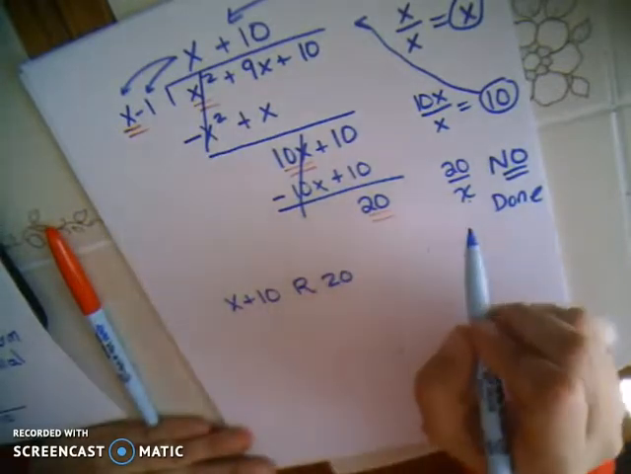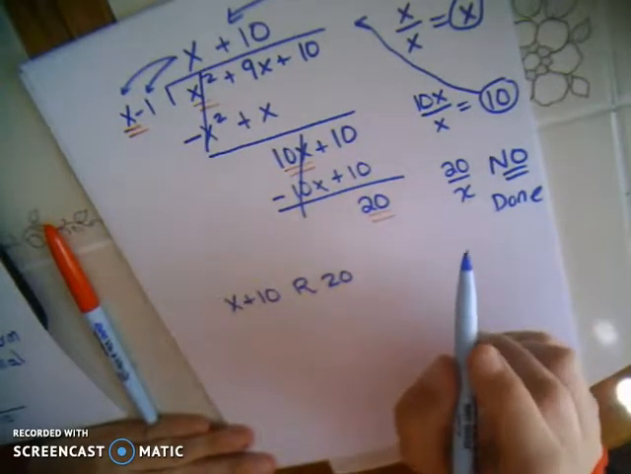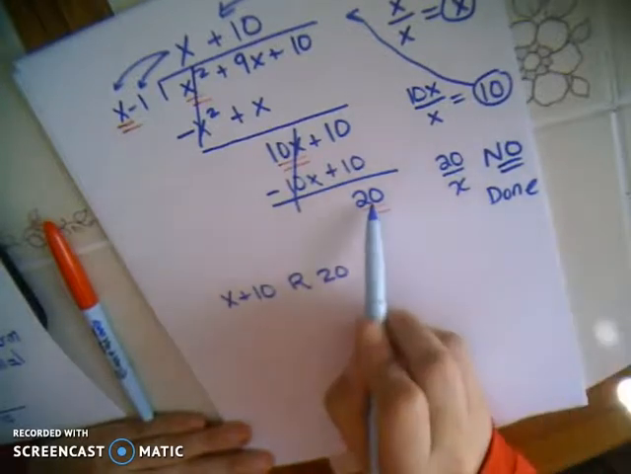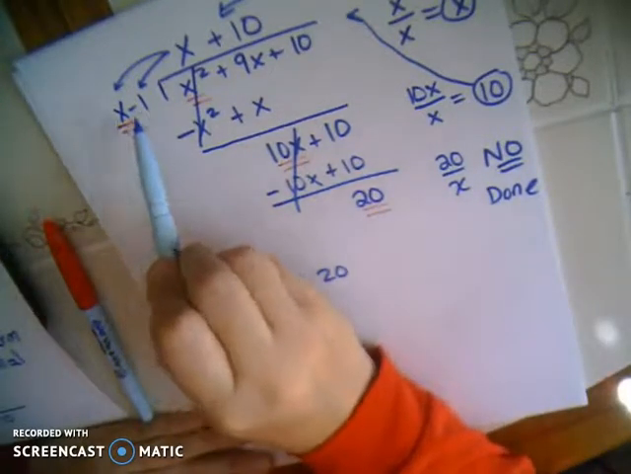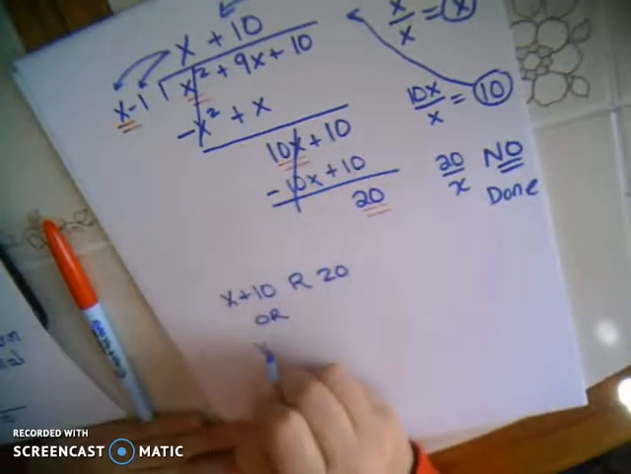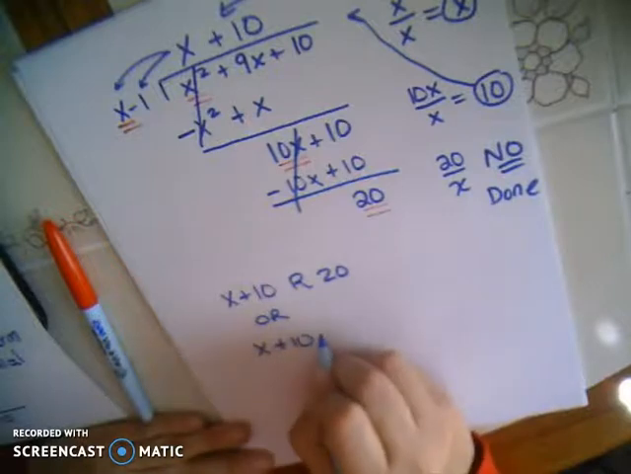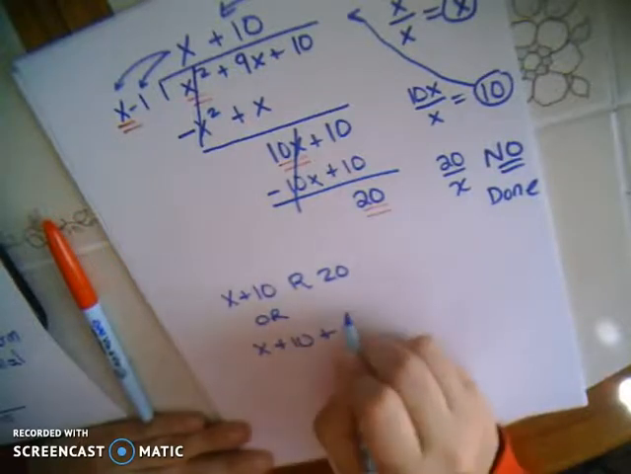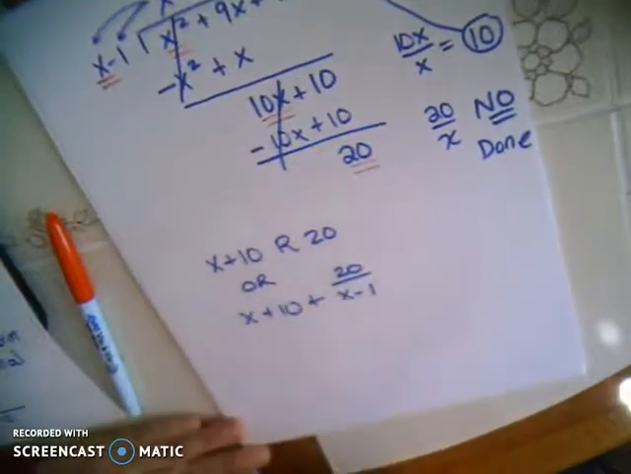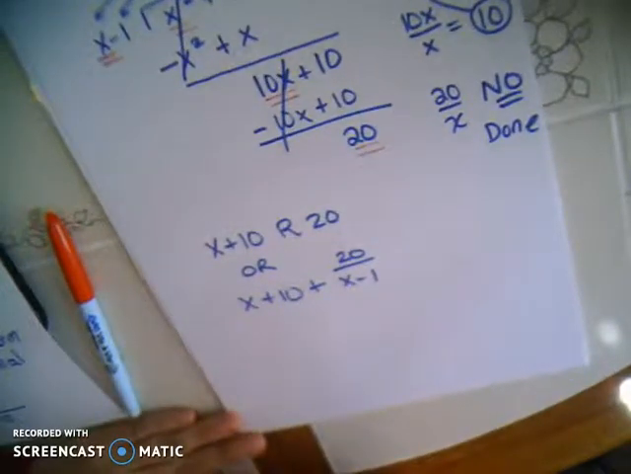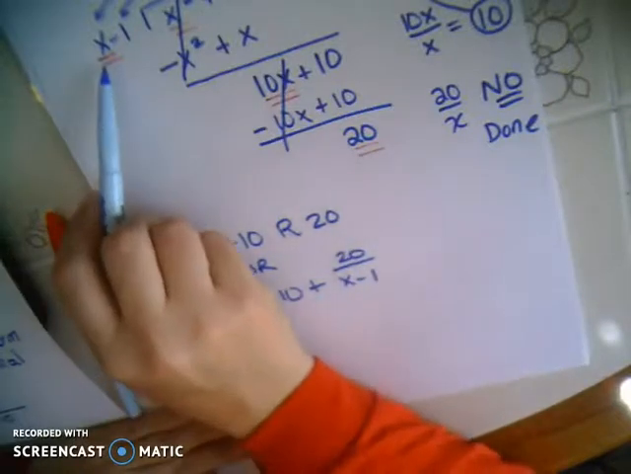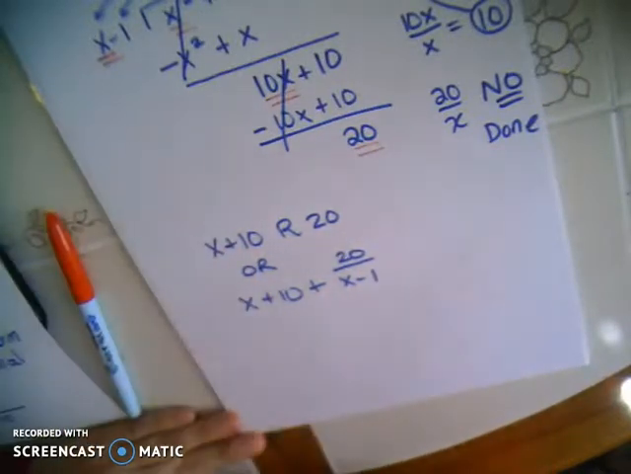We can also say we still have one more division problem to do, but it doesn't turn out nicely. We still have to divide 20 by x minus 1. So we can also say x plus 10 plus, there's another piece here, 20 over x minus 1. And we weren't able to do that division. It doesn't simplify nicely. So we just take that remainder and divide it by that original divisor.